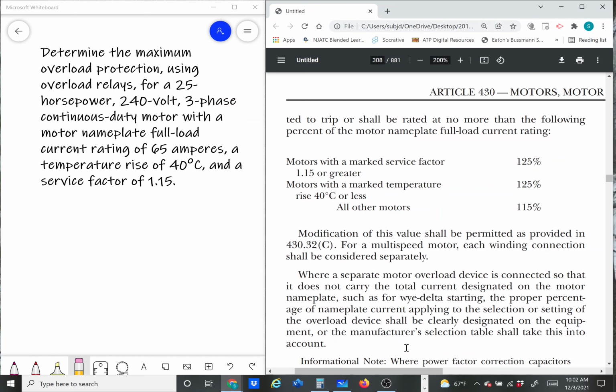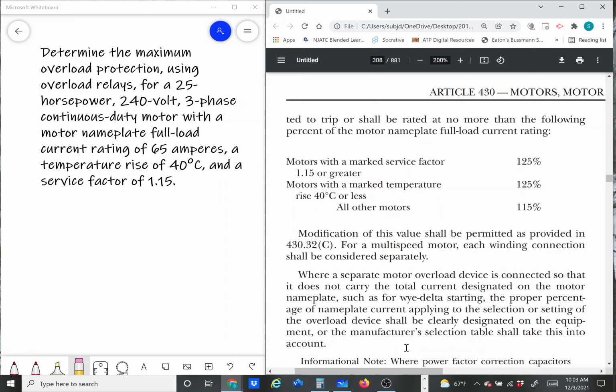Okay. If my nameplate does not give me temperature rise and it does not give me service factor, it falls under all other motors at 115%. And again, this specific table right here is when starting current is not a problem. The next question we're going to address, starting current is going to be a problem. So speaking of the question, let's tackle the question.